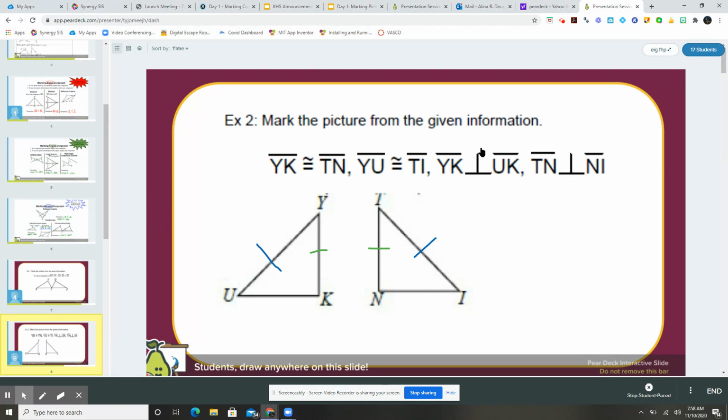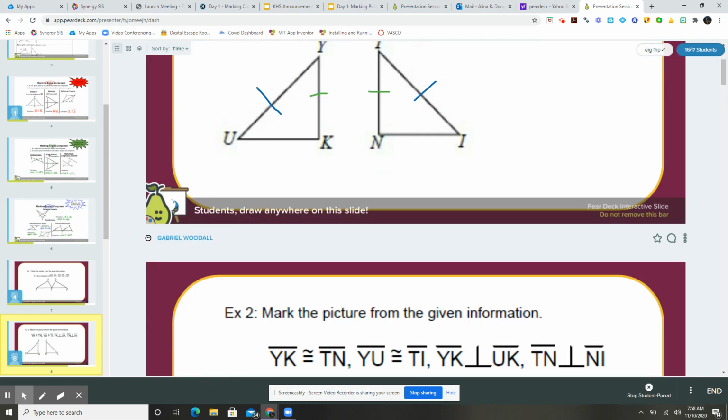And then what does that little upside down T mean in example number 2? It's a little upside down T. YK is what to UK? Perpendicular, absolutely. So what do we mark with perpendicular?